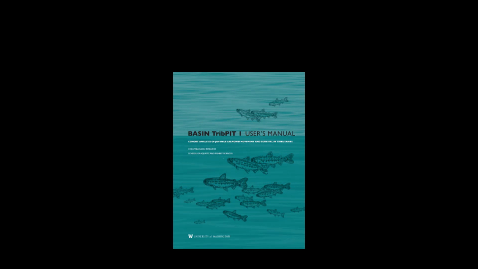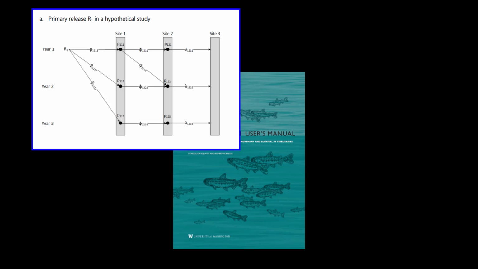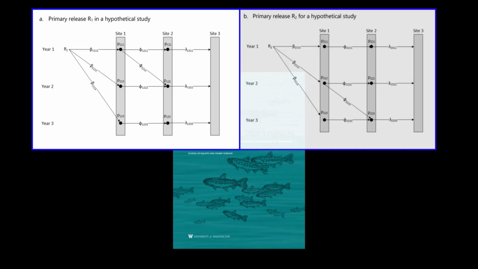Let's look at some examples of equivalent parameters. Here is the model schematic we looked at earlier, showing the model structure for hypothetical data from a single release group in year 1. Here's the model structure for a second release group. These fish were released in year 1 also, but at a different release site. The parameters defined for this second release group are a bit different than those for the first release because of different patterns in these hypothetical data.